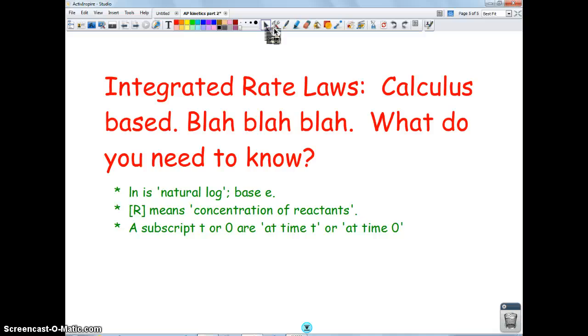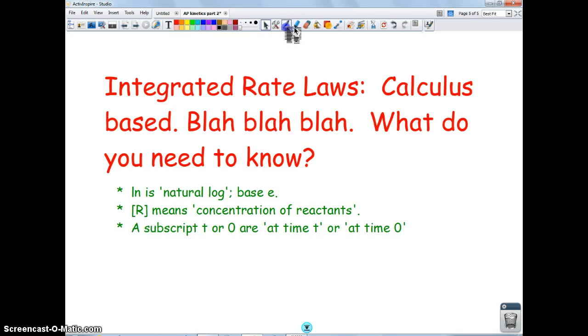There's a couple mathematical things that you need to keep in mind. First is this thing called ln, which is the natural log. It's in the base system of e, it's base e. And if you see R inside of square brackets, this R in square brackets is going to mean the concentration of reactants. It will put either a subscript t or a subscript 0 for what time that is looking at. Like when are we talking about that concentration?